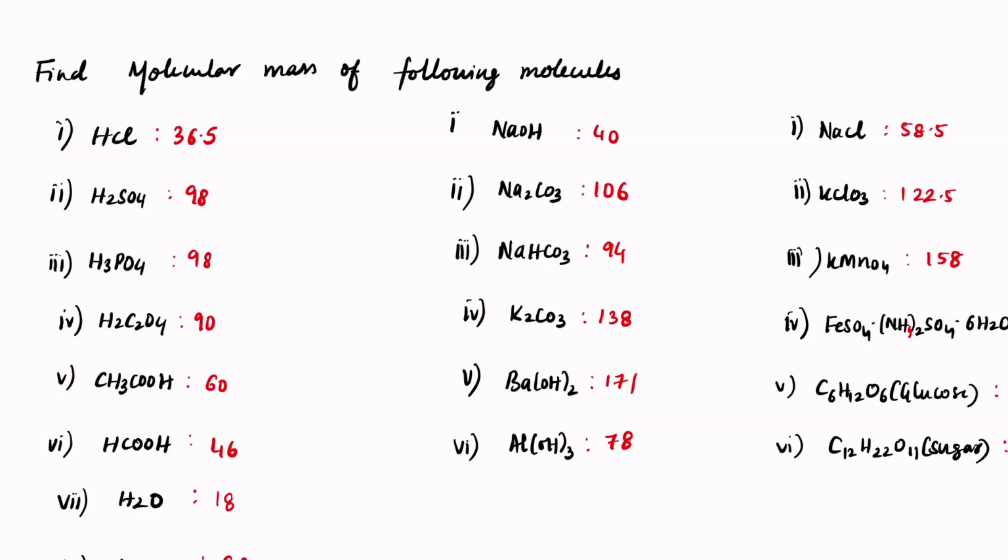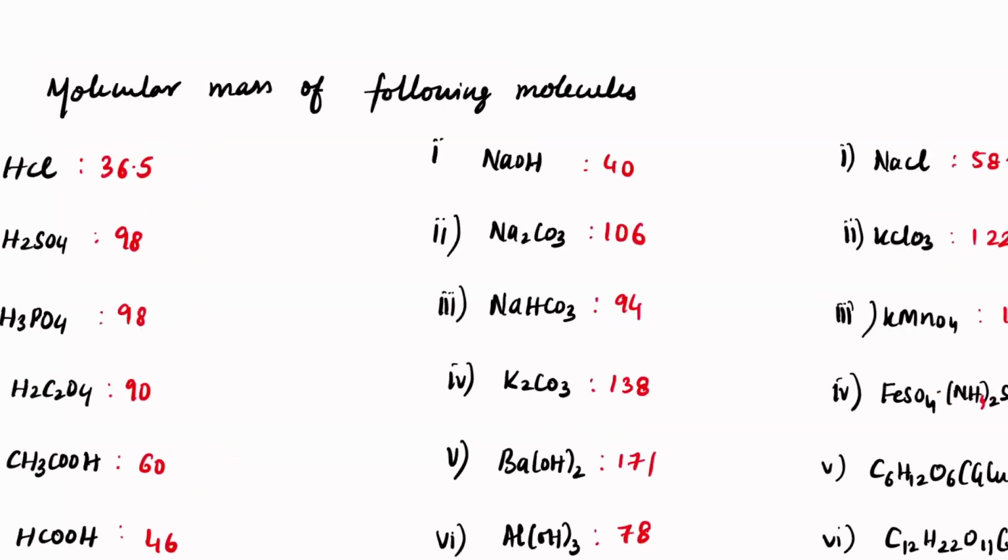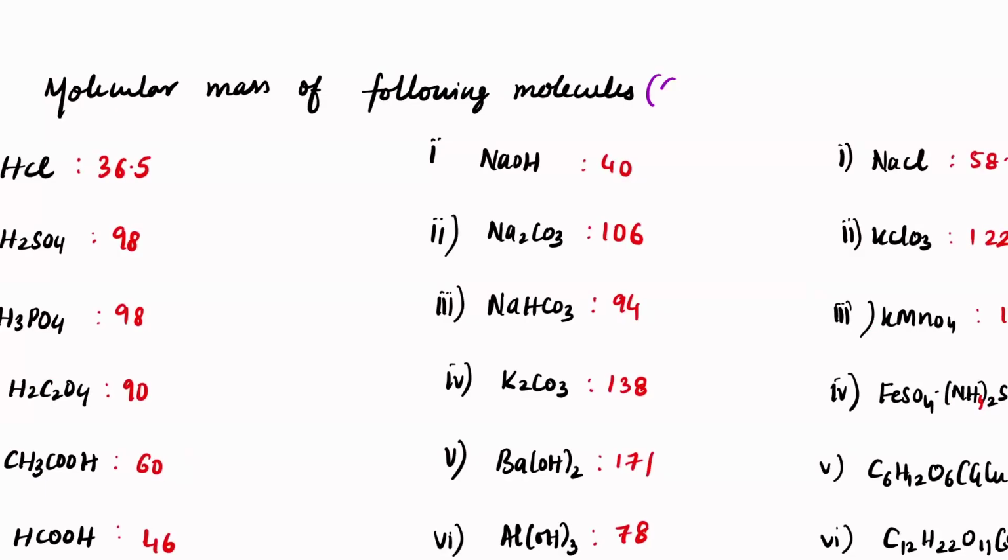Molar mass can be written in terms of two things. Either in terms of AMU, or we simply write it in terms of grams. If you're writing directly in terms of grams, we use the terminology gram molecular mass. Gram molecular mass.